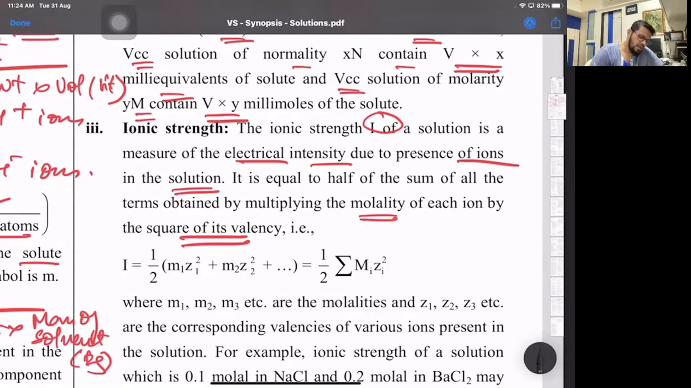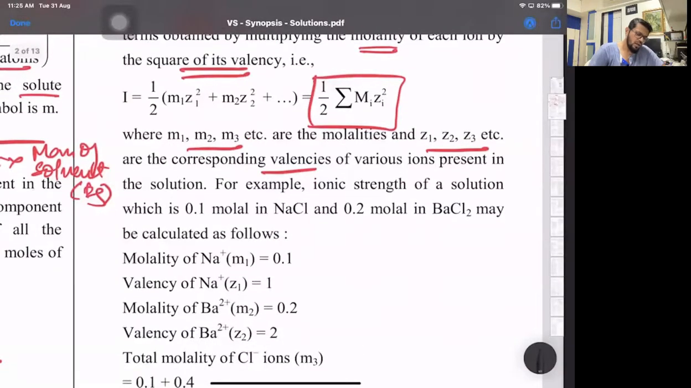So it's half M1 Z1 square, like that. Basically half summation M1 Z1 square, where M1 is the molality and Z1 square is the square of its valency, for whatever ions are present there. Where M1, M2, M3 are the molalities and Z1, Z2, Z3 are the corresponding valencies present. Well, look at this: 0.1 molal NaCl.